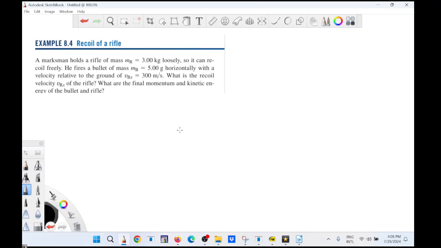So this one is a recoil situation. Recoil meaning at the beginning, nothing is moving and you have a rifle here. I'm going to call that number 1. At the beginning, the bullet is inside, and after, the bullet is moving this way with a very large speed. That will be the thing number 2. This is thing number 1. And there is a recoil here. So I'm going to call that v1 and that's going to be v2.